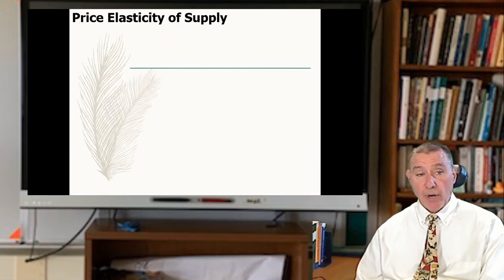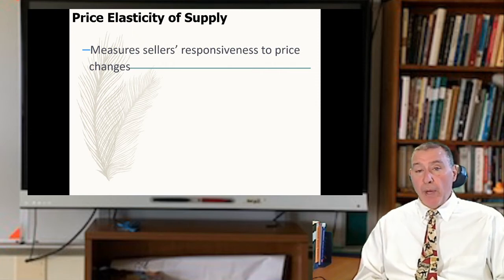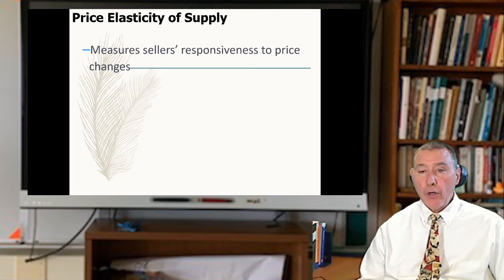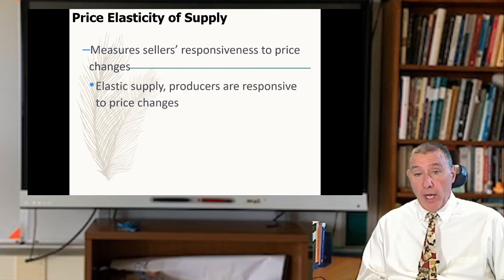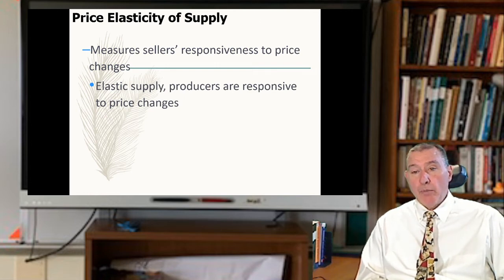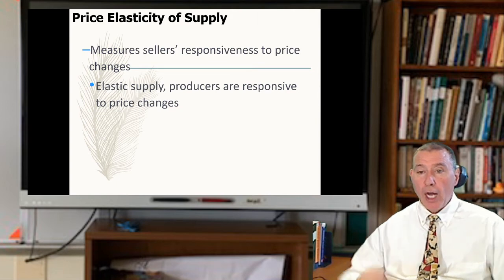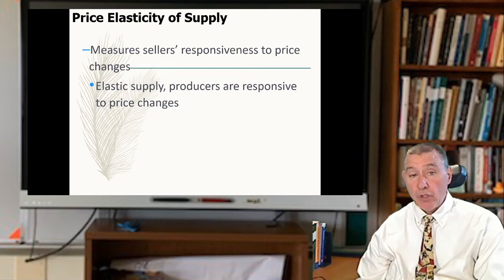Now let's look at the price elasticity of supply. This measures the seller's responsiveness to a price change. How quickly can they get their good to market? All right? So when we look at it, we have the elastic supply. Producers are responsive to price changes. So if we find out that the price of pizza changes, they can respond quickly and get more pizza on the market, right? That's a responsive change.